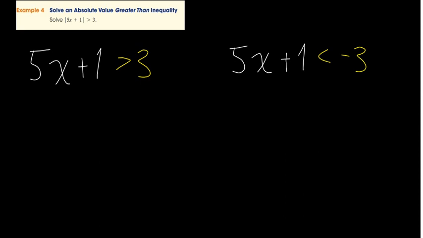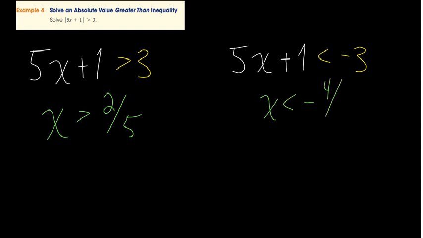And then, of course, we just do the arithmetic here. Starting on the left side, if we subtract 1 from both sides, we have 5x is greater than 2, and therefore x is greater than 2/5. And on the right side, if we subtract 1 from both sides, we have 5x is less than negative 4. And if we divide both sides by 5, we end up with x is less than negative 4/5. And then that would be my, well, I wouldn't say that's my solution.